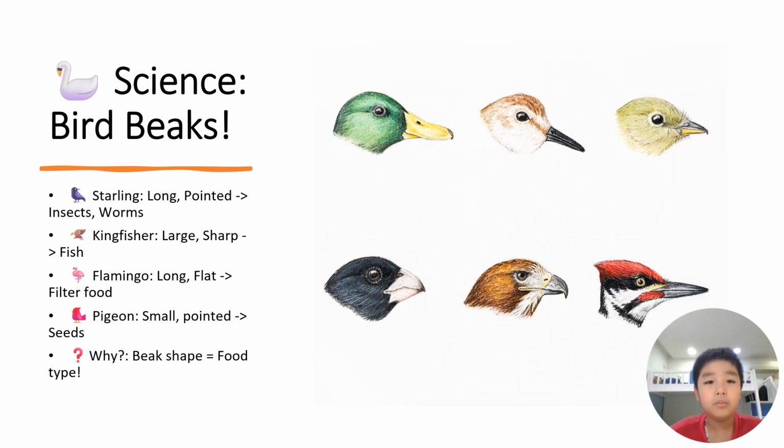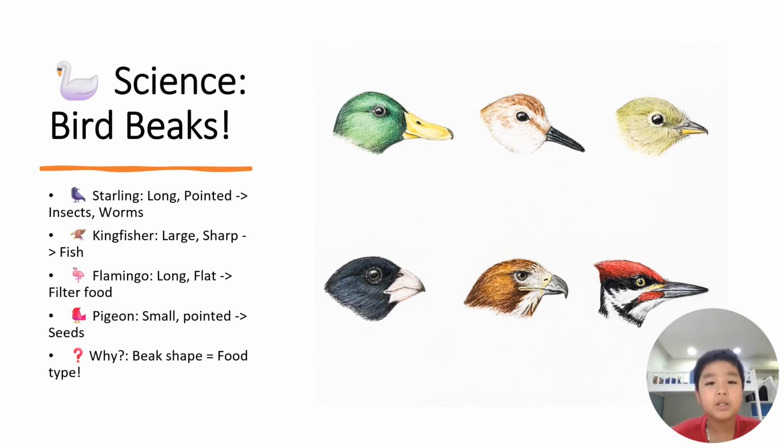Let's dive more deeply into the different types of birds' beaks. A starling has a long, pointed beak, which helps it find insects and worms. A kingfisher, on the other hand, has a large and sharp beak, which helps it to catch fish, which are very fast. The flamingo has a long, flat beak and uses it to filter small plants and animals from the water.